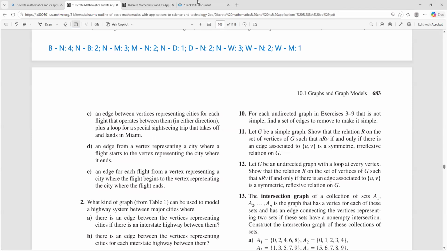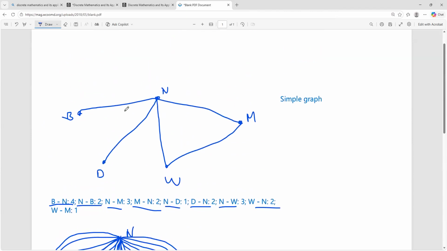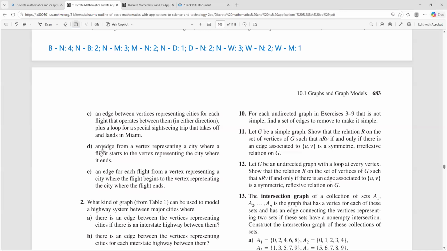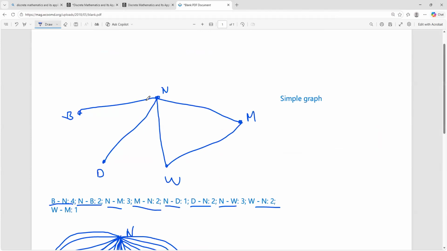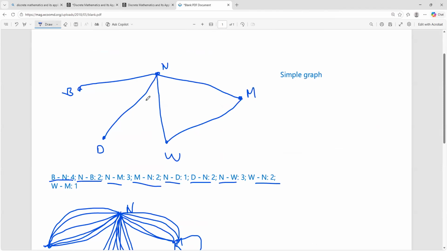Okay. So now here, let's go back to the first graph because now we're going to edit it. Now we have an edge from a vertex representing a city where a flight starts to the vertex representing the city where it ends. So now what does it mean? We're just going to change this by doing this. We have a flight from Boston to New York, and we also have flights that go from Newark to Boston.